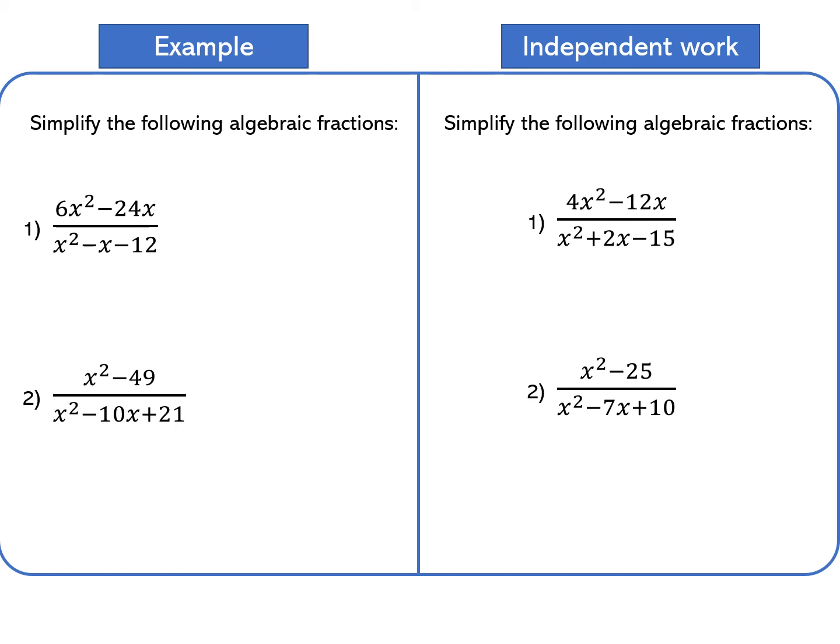Simplify the following algebraic fractions. So looking at those, we will need to factorize. So if we consider the numerator, I've got 6x squared minus 24x, and I'll box that up.